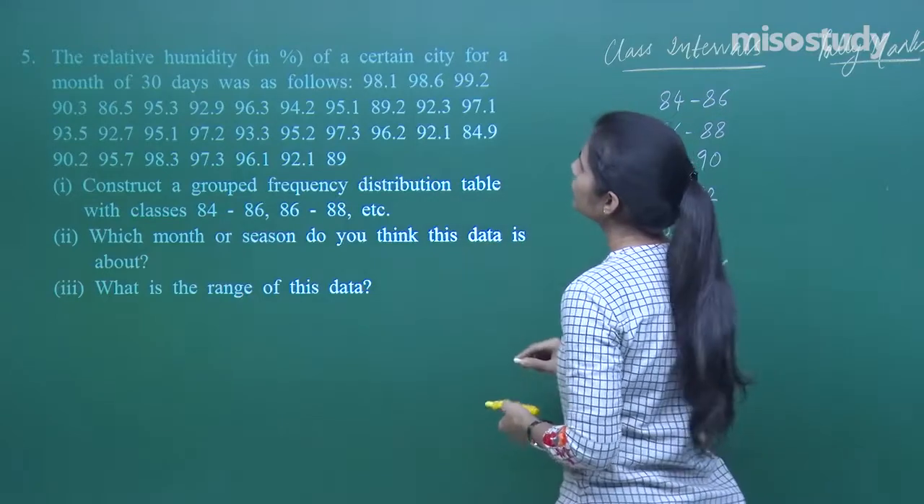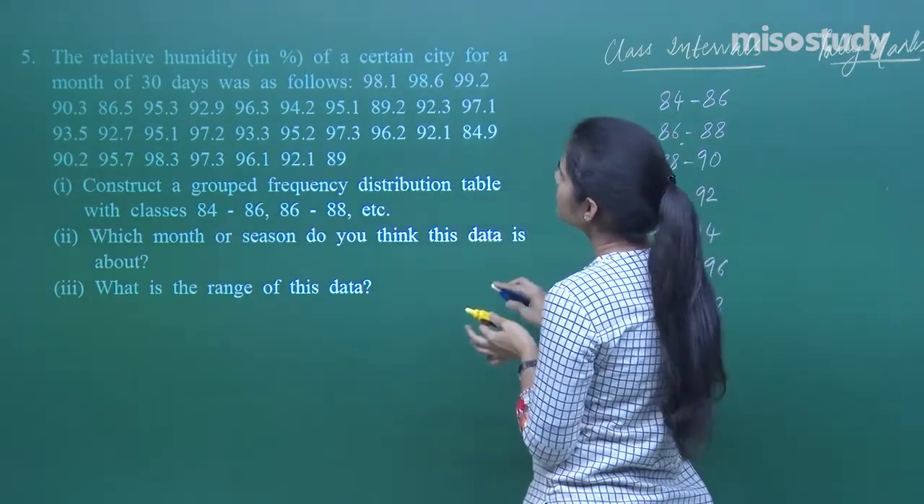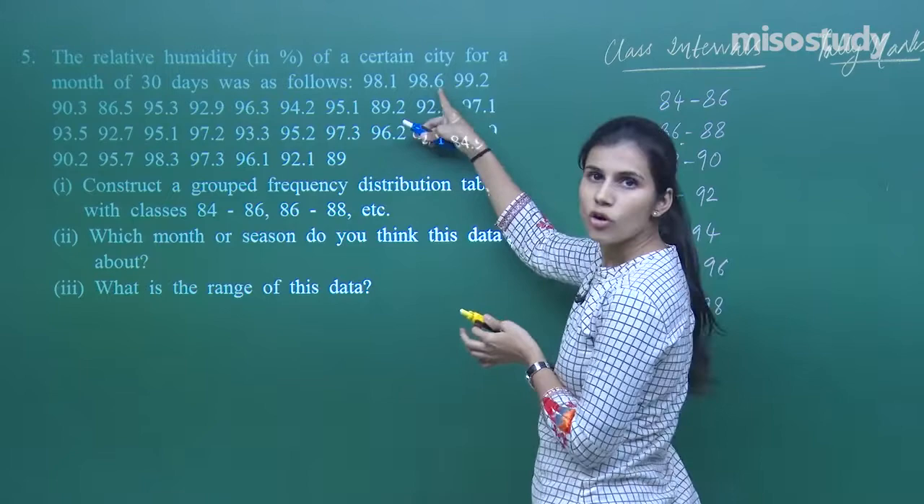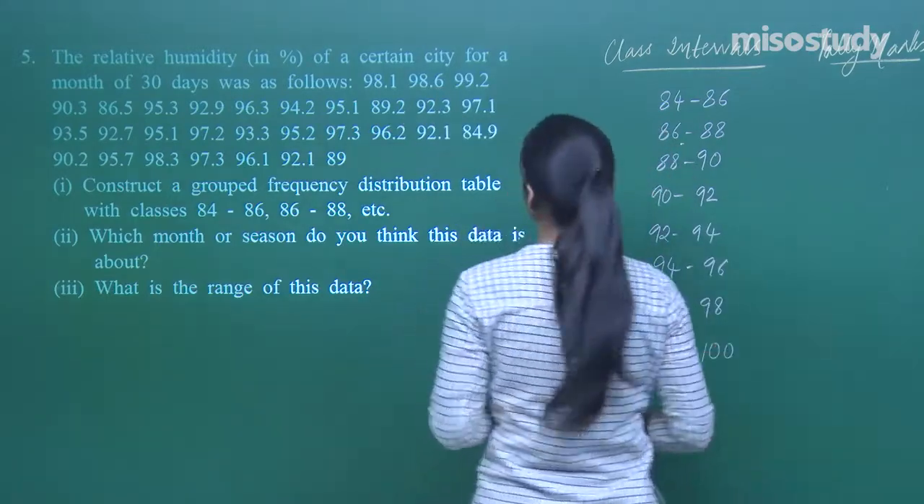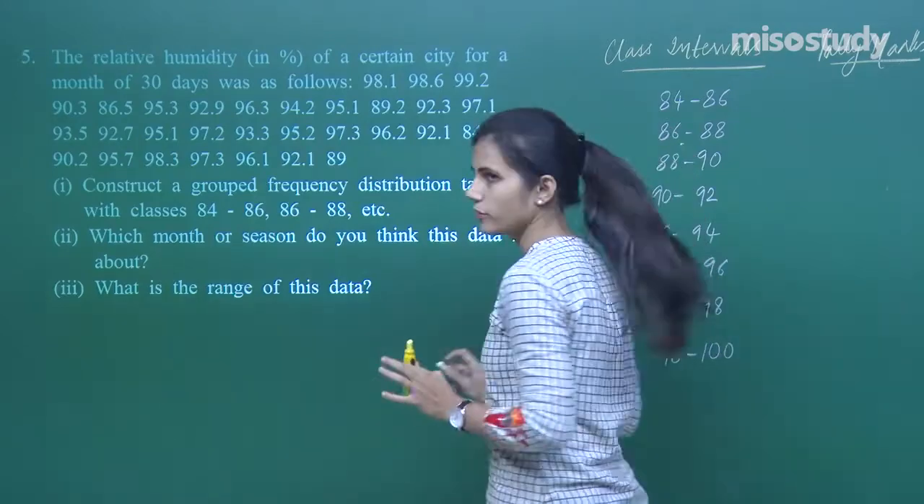Can I stop over here? Okay, let me see. I have numbers beyond 98 as well. Let me take 98 to 100. But I don't have anything beyond 100, so I stop over here.